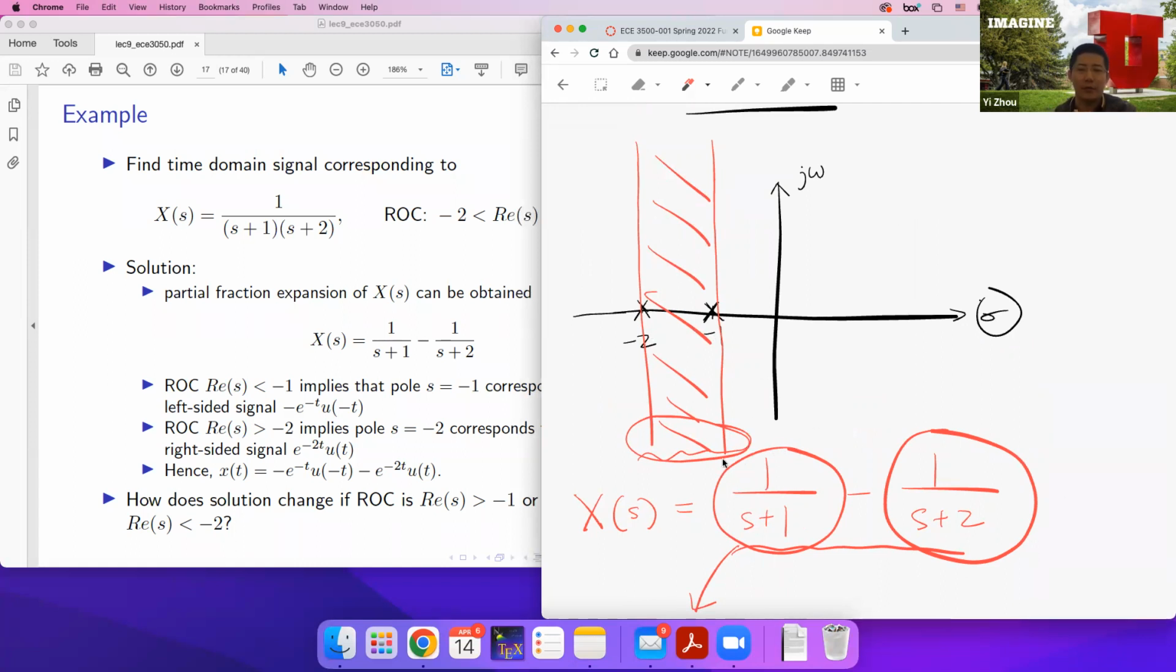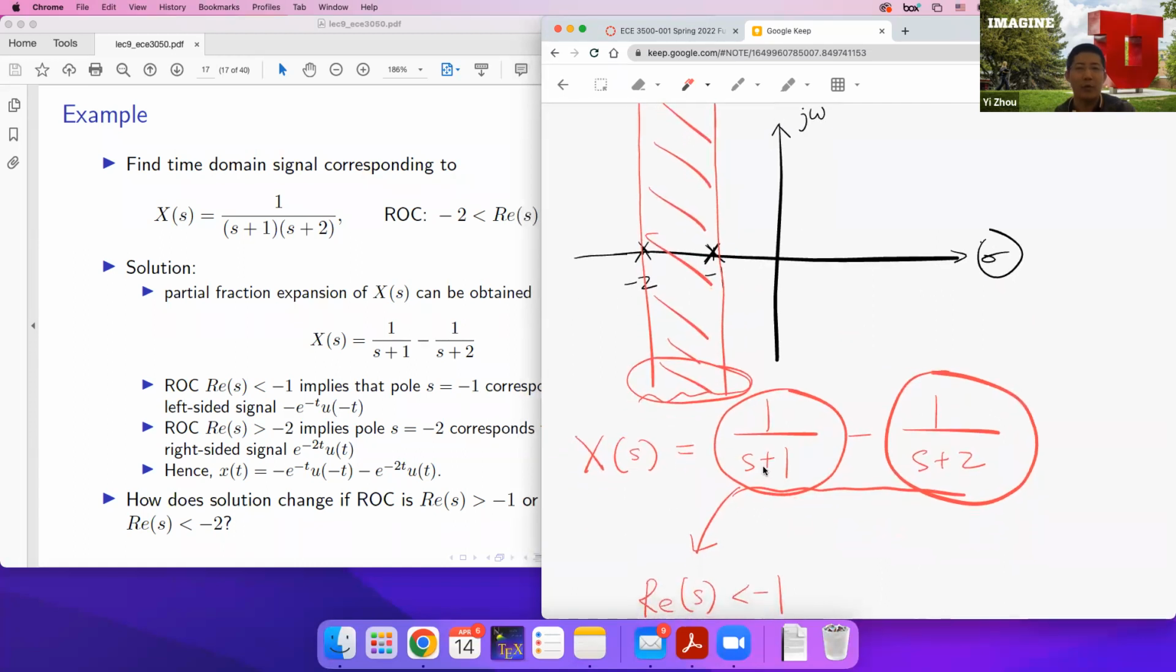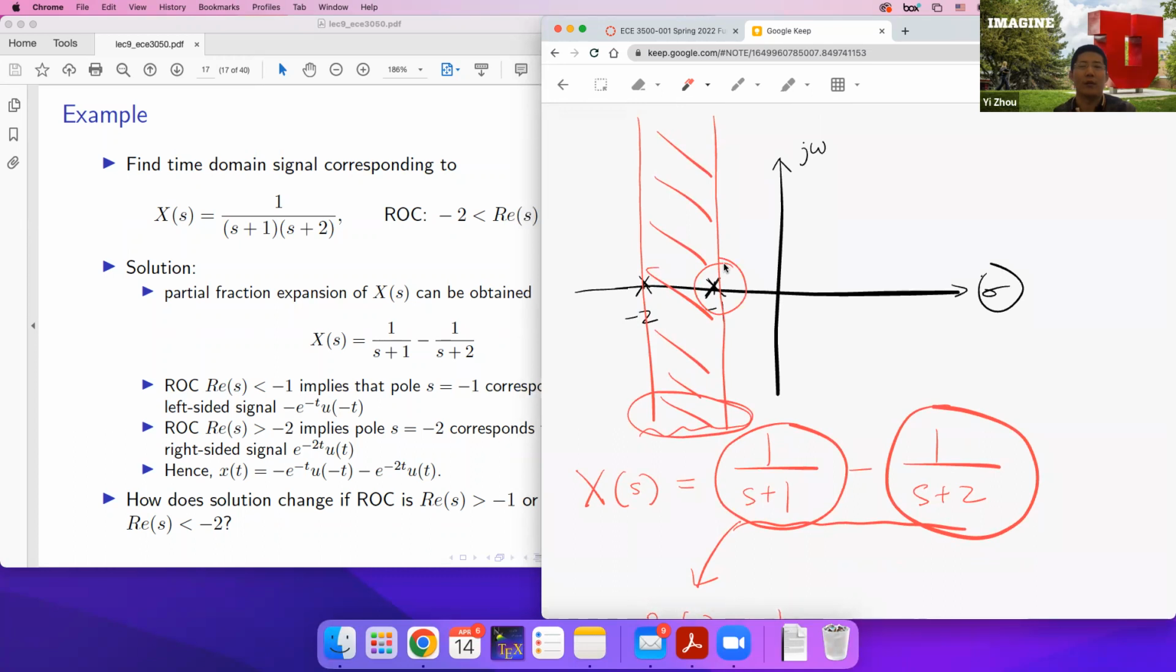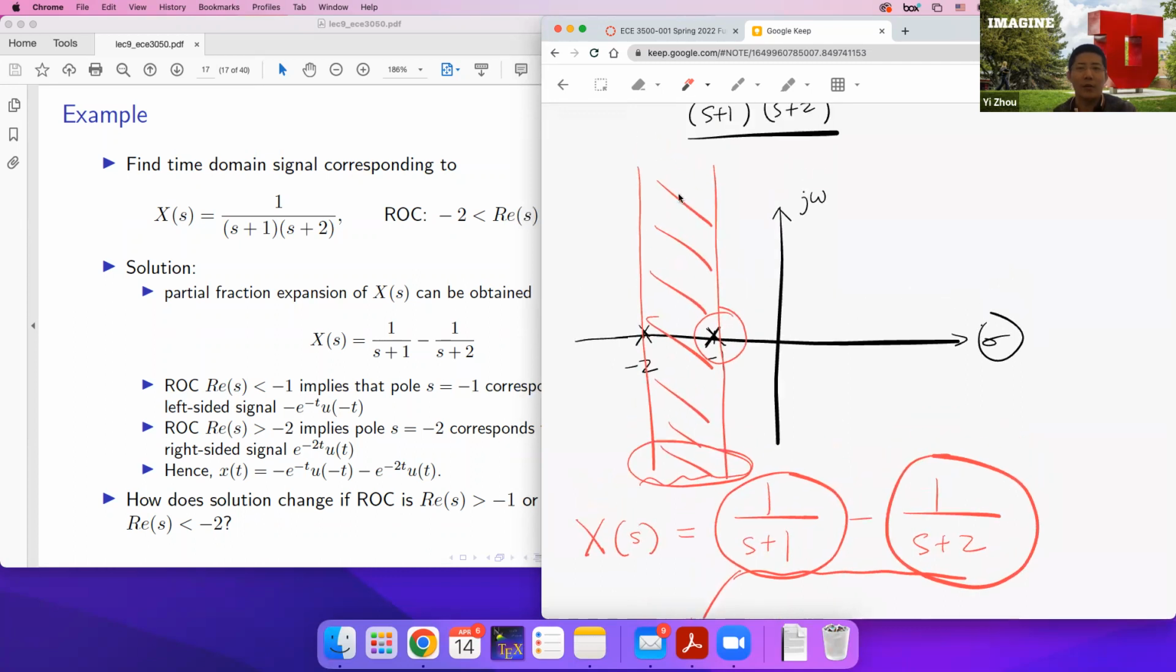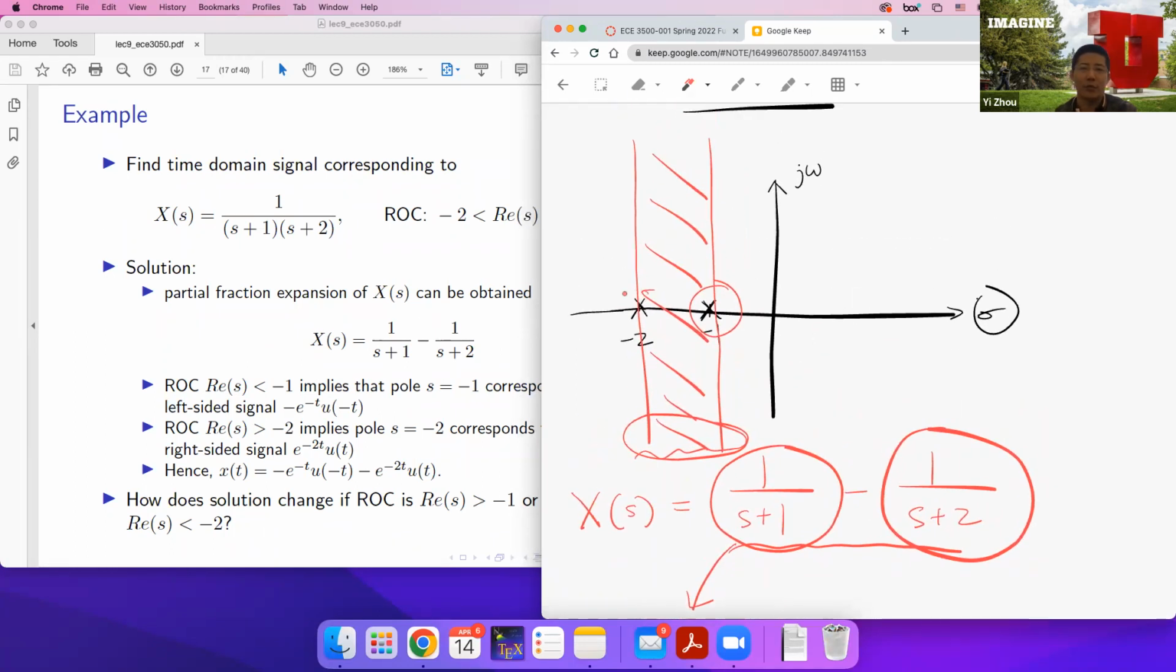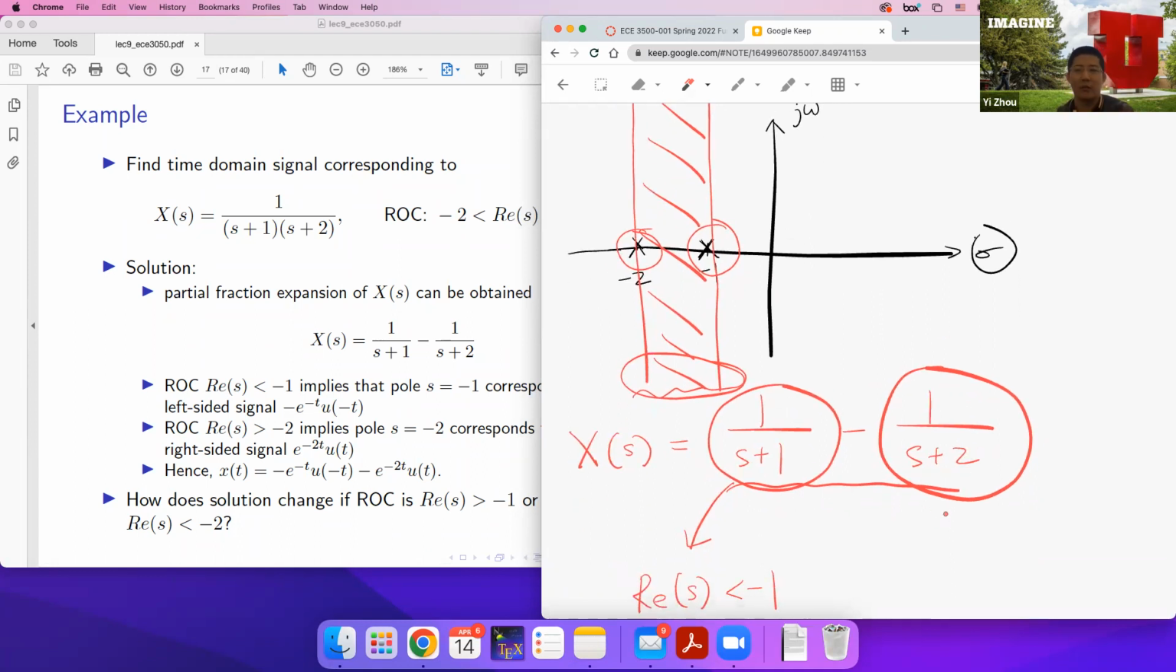And clearly you can see that the first part has a single pole, which is -1. And here is the pole at -1. So the corresponding ROC for the first component would be related to only this -1 pole. By looking at the overall region of convergence, the corresponding ROC is to the left of this pole. And similarly for the second one, because it has a pole at -2 right here, by looking at the overall region of convergence, we can tell that the corresponding ROC is to the right of -2.